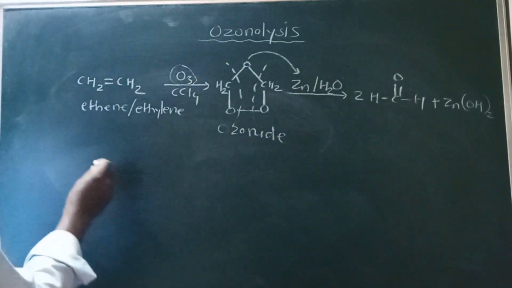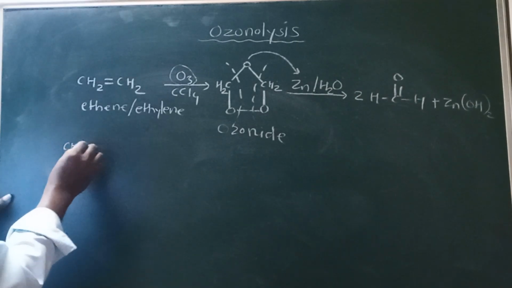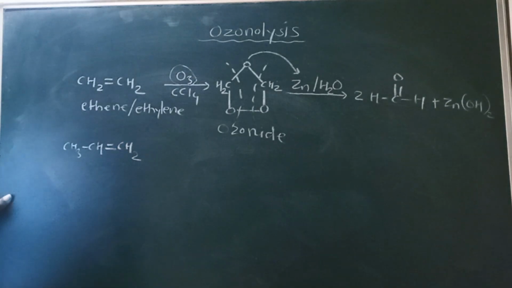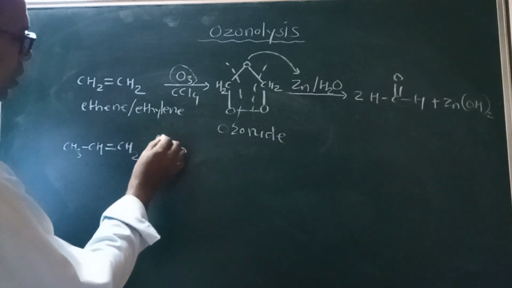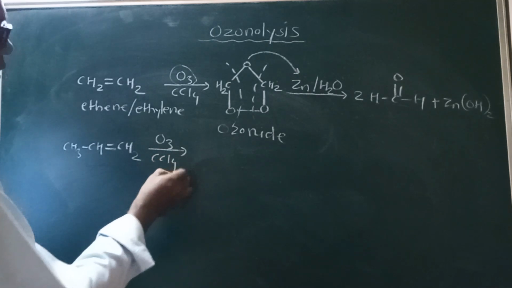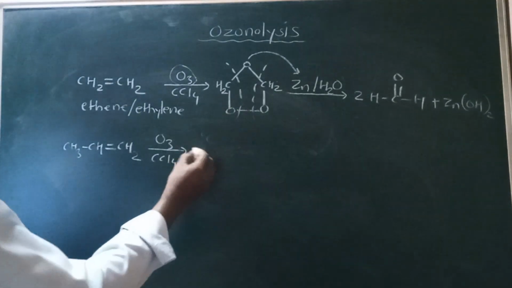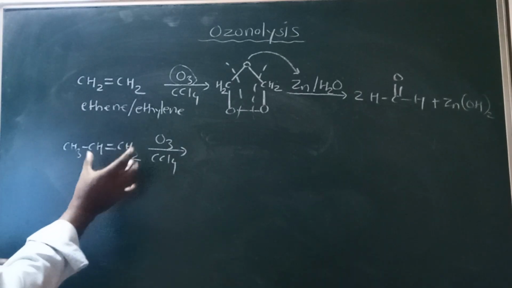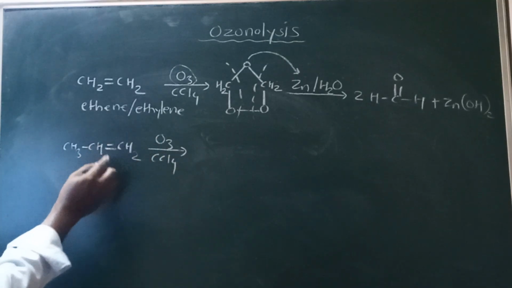Let us have a couple more examples. Now, if I start with CH3, then CH double bond CH2, it's the next member of the alkene series called propene. And when this propene is allowed to react with ozone, that is O3 in the presence of CCl4, first of all, it is going to give us what? The same intermediate compound, that is ozonide. Addition of ozone occurs across the carbon-carbon double bond. It's an addition reaction of alkene. Remember, again, one molecule of ozone can break two covalent bonds.